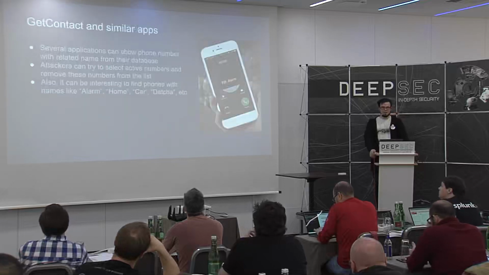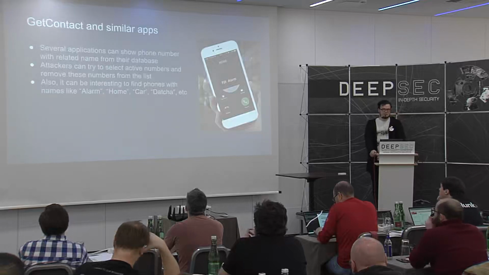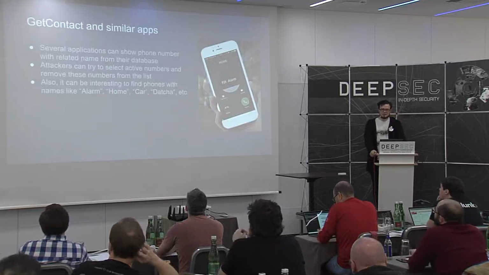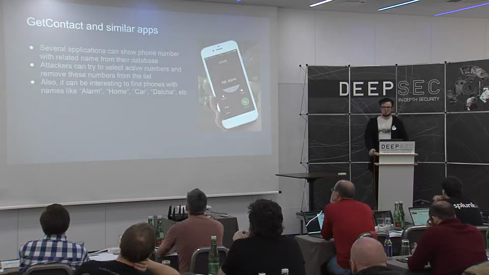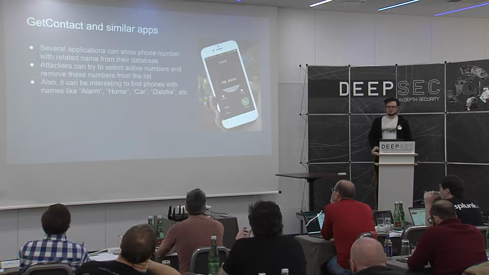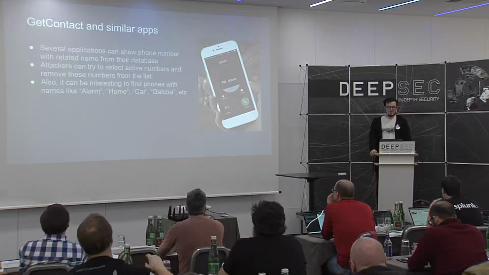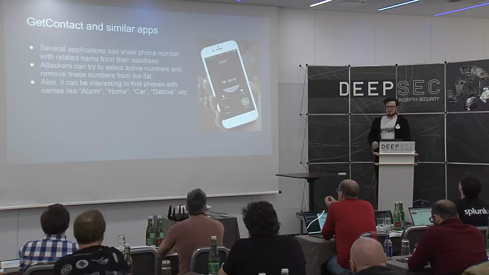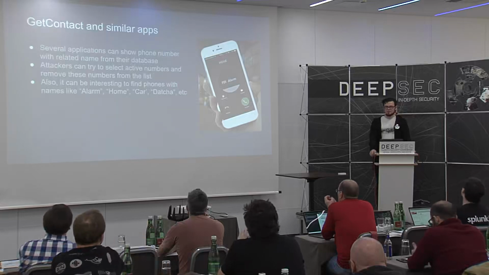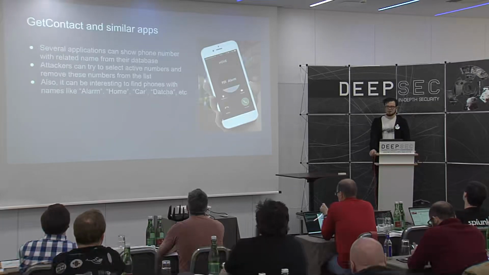And we have a very funny app. It is GetContact or something like this. The idea is very easy, very stupid, and very insecure. Because you should just download GetContact or something like this, allow this application to get information about your contacts, and then you can open this application, type any phone number, and get information about the associated name for this phone number from other persons.